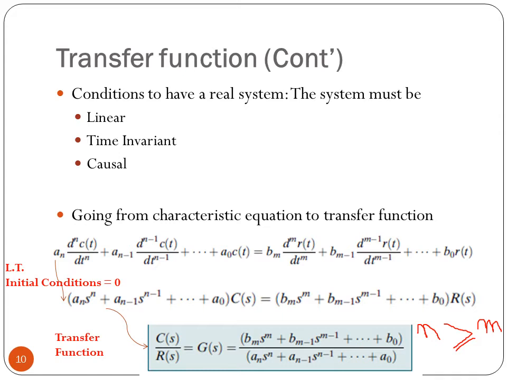Going from a characteristic equation, the one shown in the first row, we do the Laplace transform of this characteristic equation while considering the initial conditions as null. Then we can present the transfer function, which is C of S over R of S. C of S is considered the output and R of S the input. Of course, to have a real system, we must have n at least bigger than or equal to m.